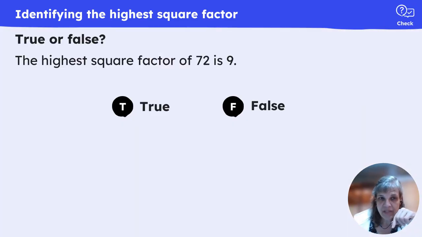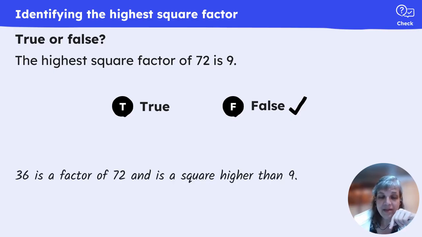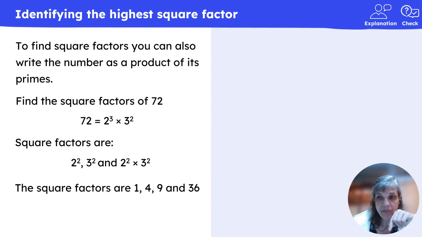Now, back to 72. True or false? The highest square factor of 72 is 9. Do you remember? That's false. Why? Because 36 is also a factor of 72, and it's higher than 9. Now, how does that make a difference?